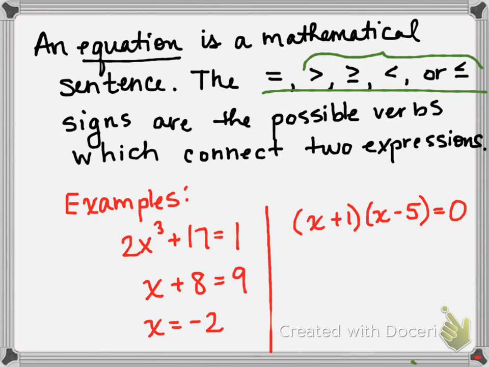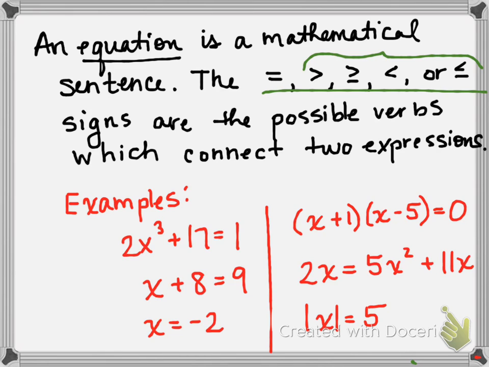We could also have x plus 1 times x minus 5 equals 0. So we could be multiplying two expressions and that itself becomes an expression. What makes it an equation is that equal sign in the middle. 2x equals 5x squared plus 11x. Notice that we could have variables on either side. We don't just have to have a single value on one side.